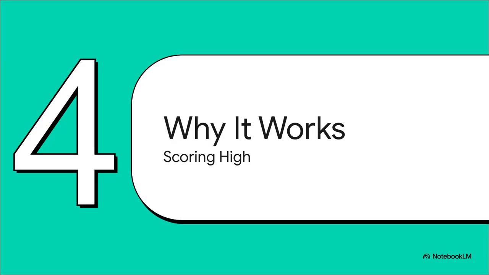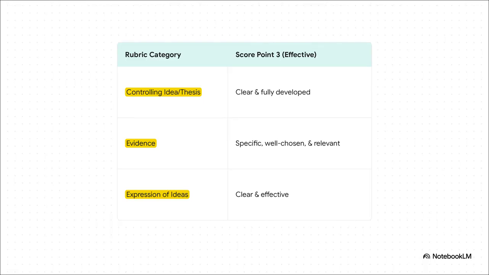Perfect. Okay, so this is a great method, we know that, but why does it work so well? Let's connect these 5 steps directly to what scorers are actually trained to look for when they read your writing. Take a look at this rubric. It's based on the official scoring guides. A top-scoring paper needs a clear and fully developed thesis. It needs specific, well-chosen, and relevant evidence. Well, guess what? Our 5-step process is literally designed to produce exactly that. Step 1 makes sure your evidence is relevant, and steps 2 through 5 build that clear, fully developed thesis for you.